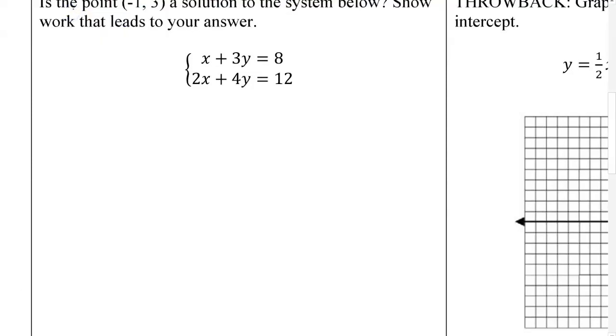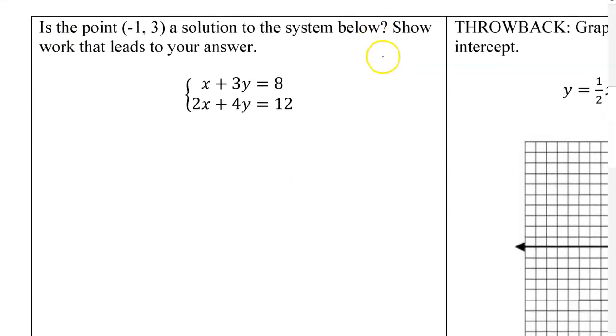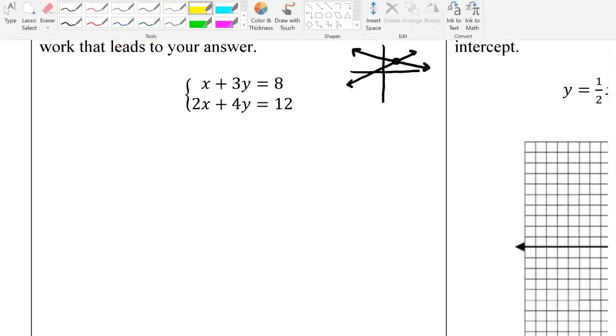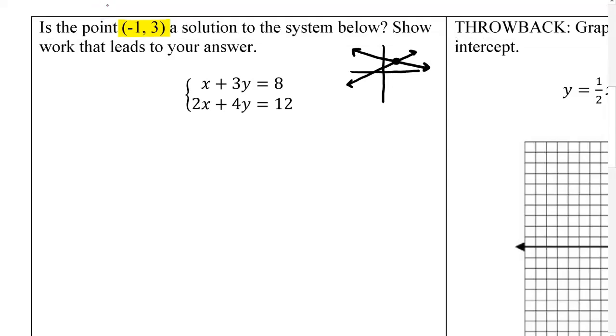In this video, we will be discussing how to determine if an ordered pair is the solution to a system. Keep in mind that a solution to a system is the point at which two lines intersect. So if we're graphing a linear system, we would see two lines on the graph, and the solution would be the intersection point. Because the solution is at the intersection point, we want to ensure that the point that we are checking makes not one, but both equations true.